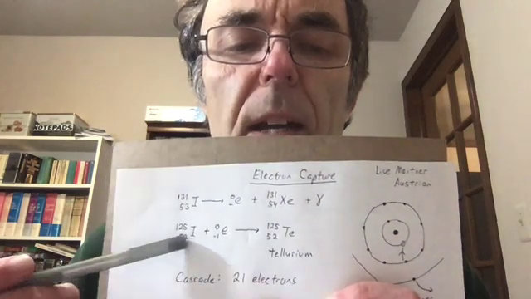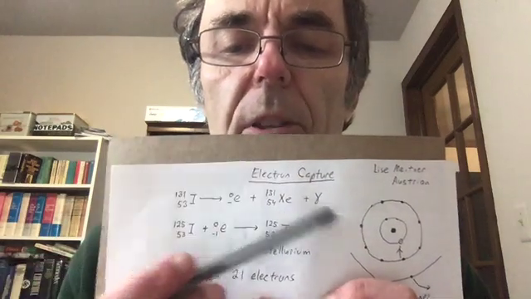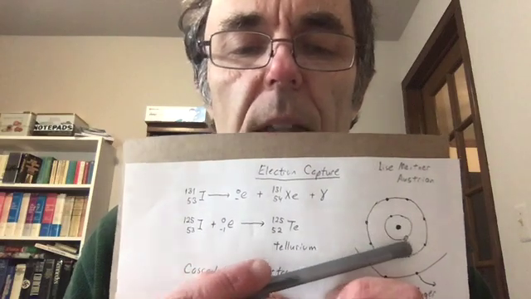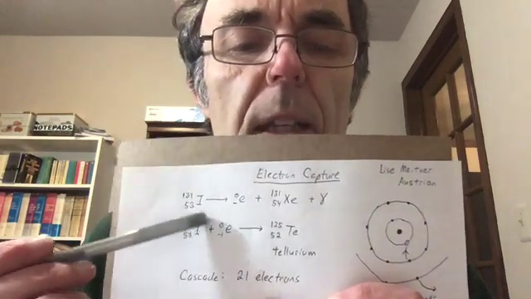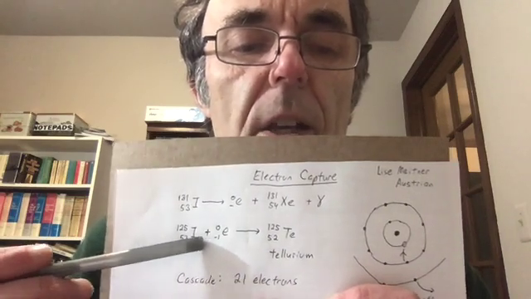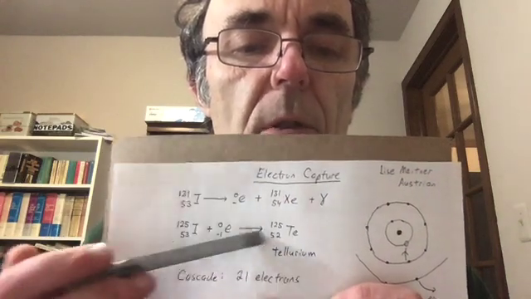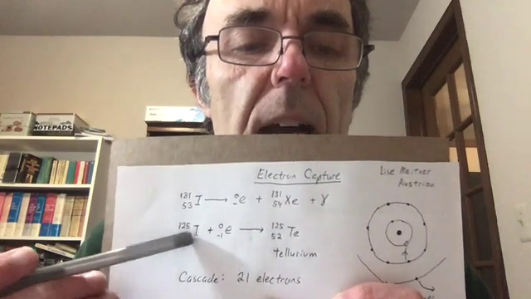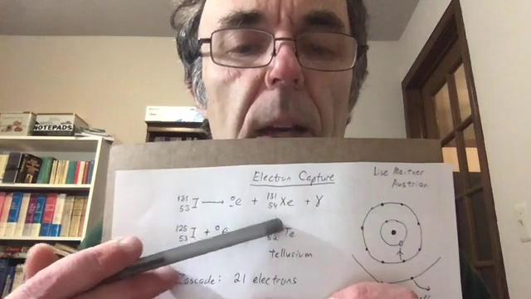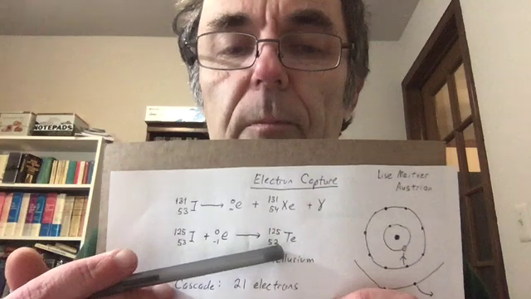But there's a competing process to positron decay called electron capture. What happens is an electron in one of the inner shells of the atom, of these electrons going around the nucleus, gets captured by the nucleus itself, goes into the nucleus, and changes one proton to a neutron. The positive proton combines with the negative electron, becomes a neutron. So what you have in this case is iodine-125 goes by electron capture to tellurium-125. Element 53 goes to element 52.